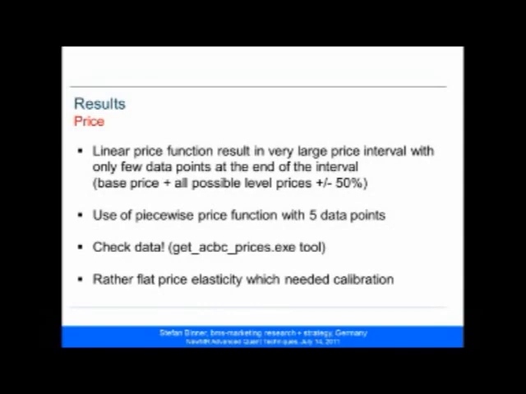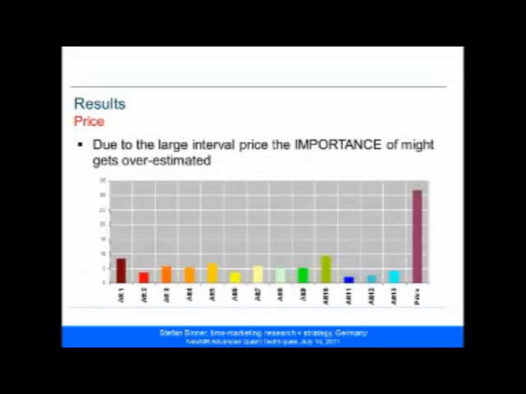And we then used a piecewise price function with 5 data points. And you have to check your data. There's a tool you can get from Sawtooth called Get ACBC Prices to see at which areas of the price interval you have data. And we used that, and we saw a rather flat price elasticity where we felt that it needed a calibration.